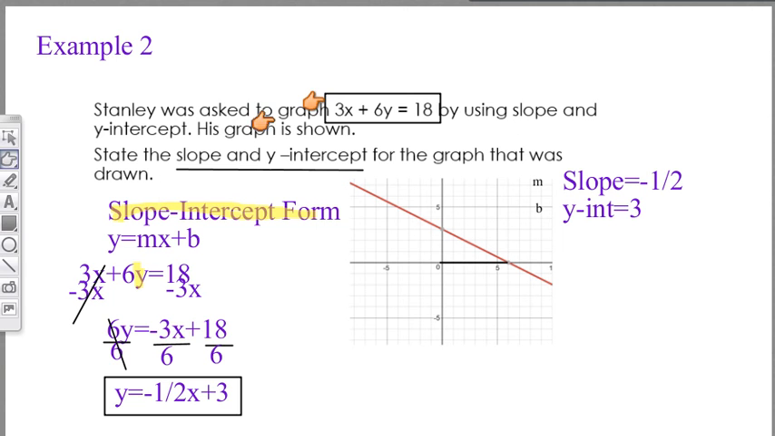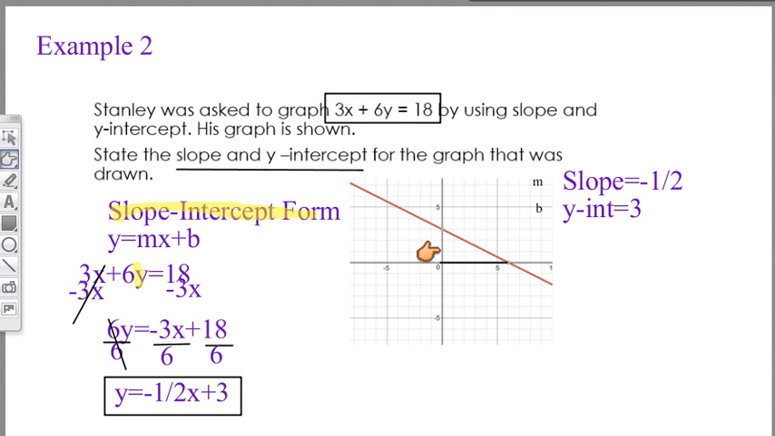You can take standard form, solve for y, turn it into slope-intercept form, and you can get your slope and y-intercept out of that. Another way is by taking the graph that they give you and literally finding your y-intercept and your slope. I start with my y-intercept. Here's my graph. This is my y-axis, and my line goes through the graph right here.